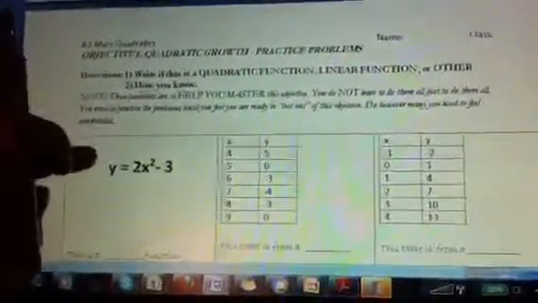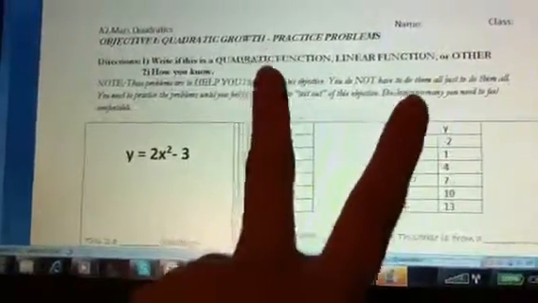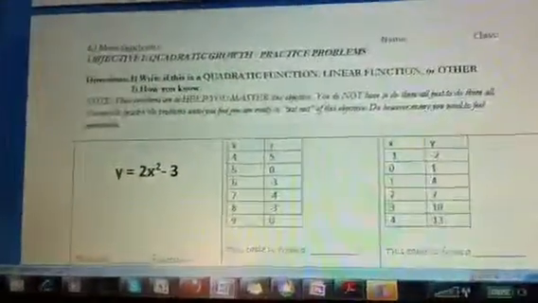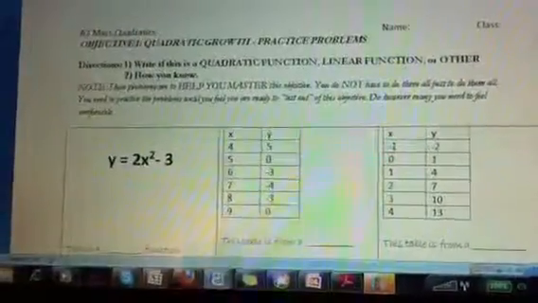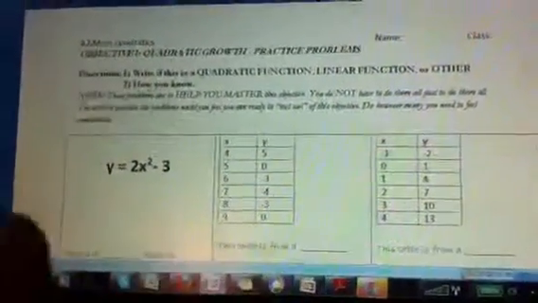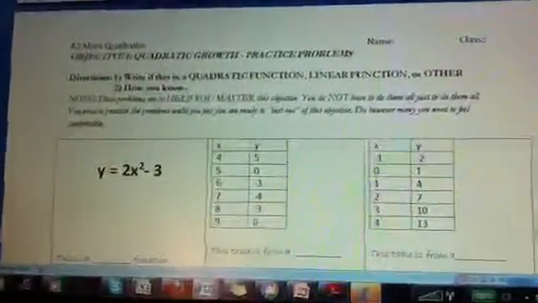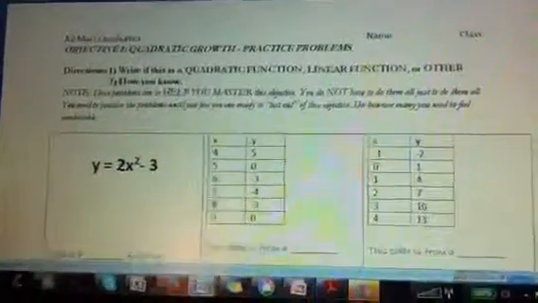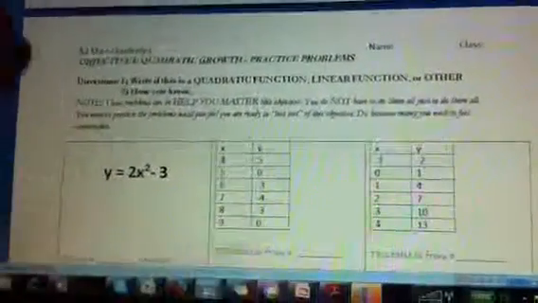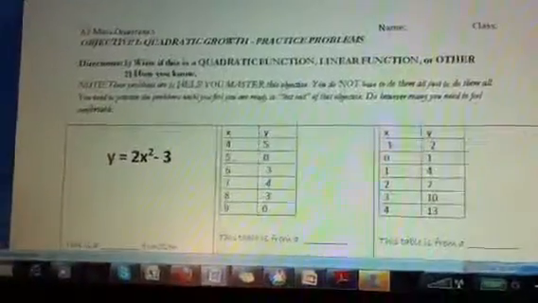If you do the whole thing, I will sign off 2 missing homework assignments. If you go ahead and do this whole page, I will sign off 2 missing homework assignments. You don't need to do it all. This is to help you. You need to do as many as you need to feel really confident about it. If you want to sign off 2 missing homework assignments, then you do the whole page.